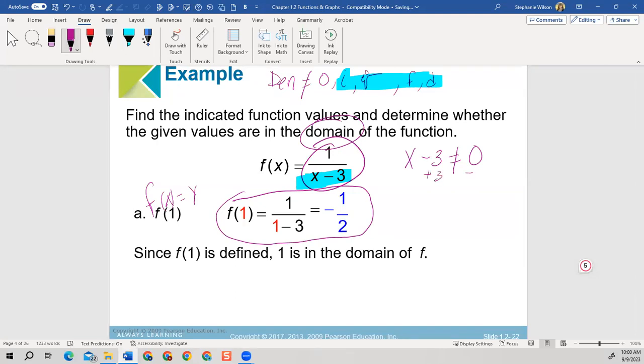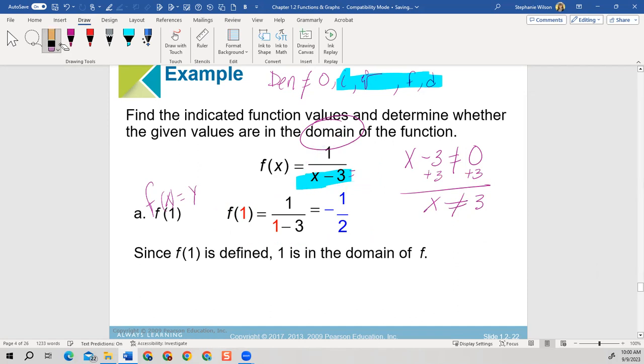So I'm going to add the 3 to both sides. And now I get x cannot equal a positive 3. If it equals positive 3, then that means I got 3 minus 3 and it's 0. So therefore, it's not going to be a real number. It's going to be undefined. Anytime 0 is in the denominator, it's always undefined.